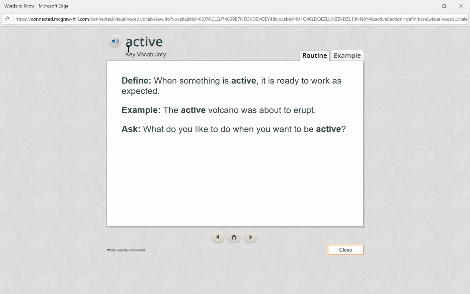So do you remember what this word is? It's active. So if we said active, good job. So let's listen to the definition and then we'll look at the example.